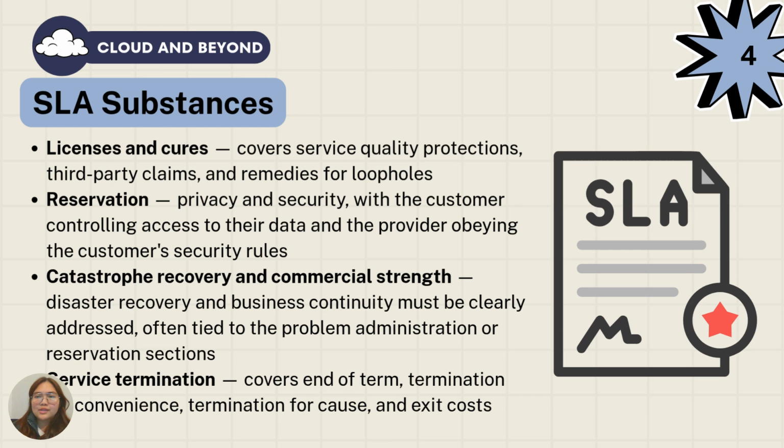Now, SLA also covers licensing cures. This is the protection around the service quality. So what happens if there are gaps or loopholes? Then you've got the reservation section. This deals with your privacy and security, if both parties are on top of that, yeah. And next one is catastrophe recovery and commercial strength. It's the disaster recovery that we have discussed earlier. In services termination, it defines what happens at the end of the contract or if we need to terminate it, at what cost, and what the amount or exit cost will be if you do that.